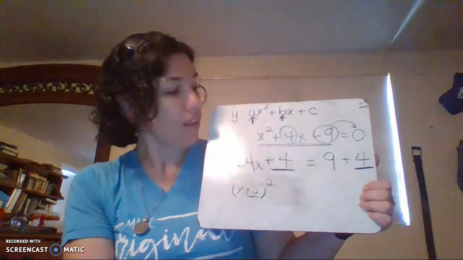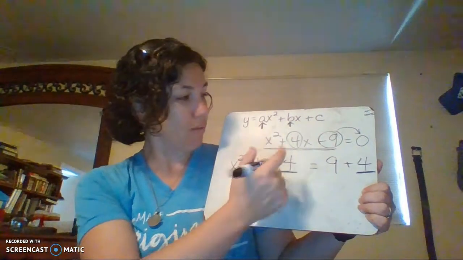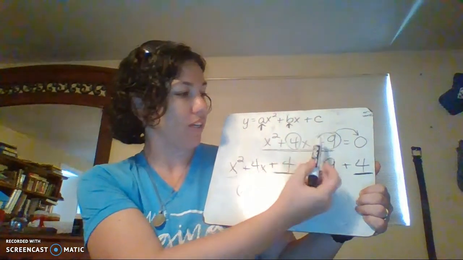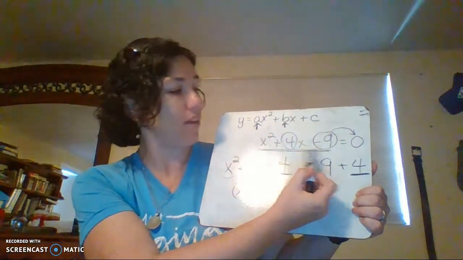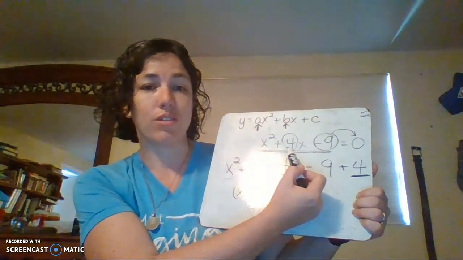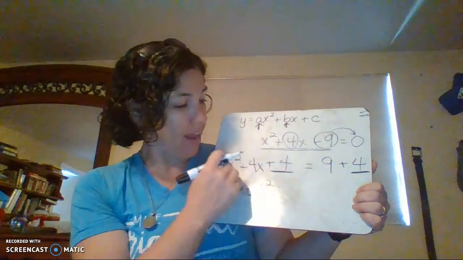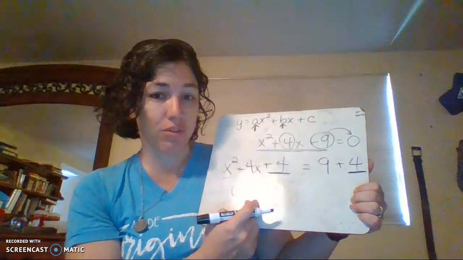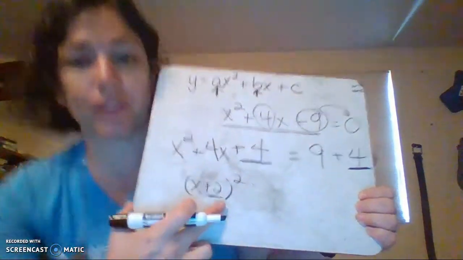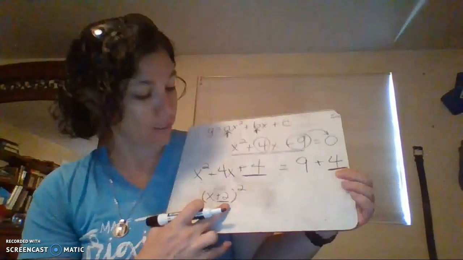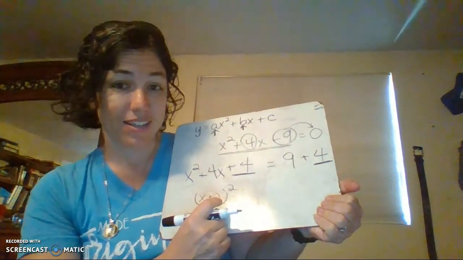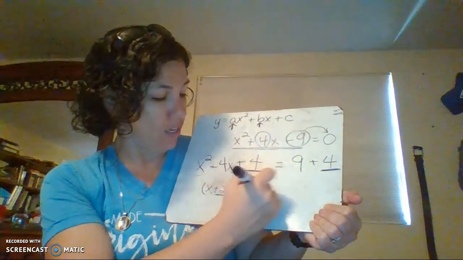Now this is a perfect thing to be able to do because up here we weren't able to factor it. The factors of 9 are 9 and 1, and those don't add or subtract to make 4, so that wouldn't work. But now this makes it factorable so that we can put it in parentheses with a factor, x plus 2 times x plus 2, or written like this, and then this equals 13.